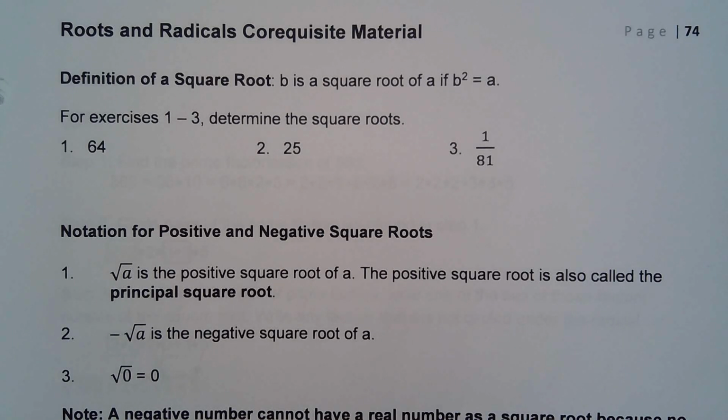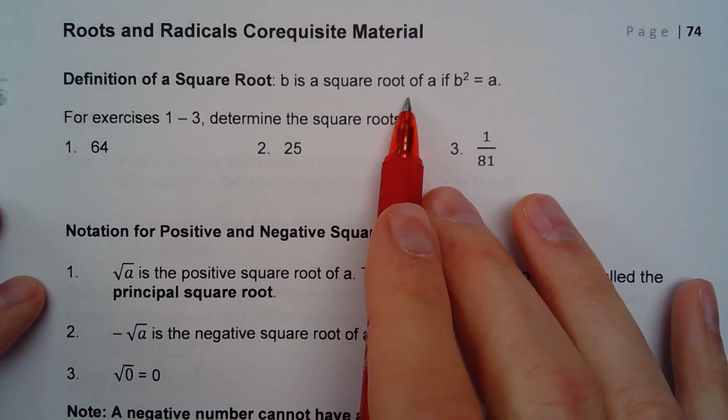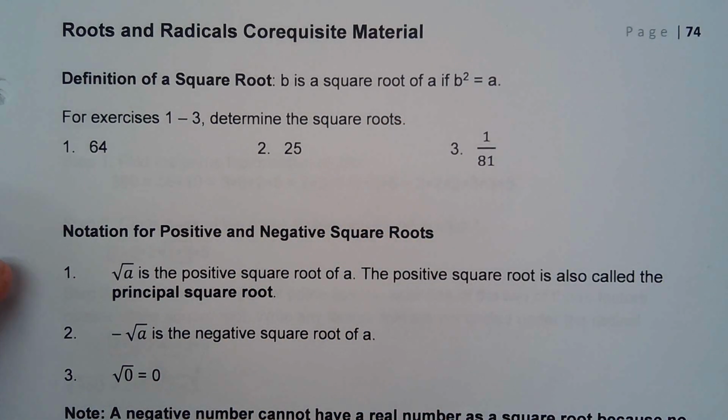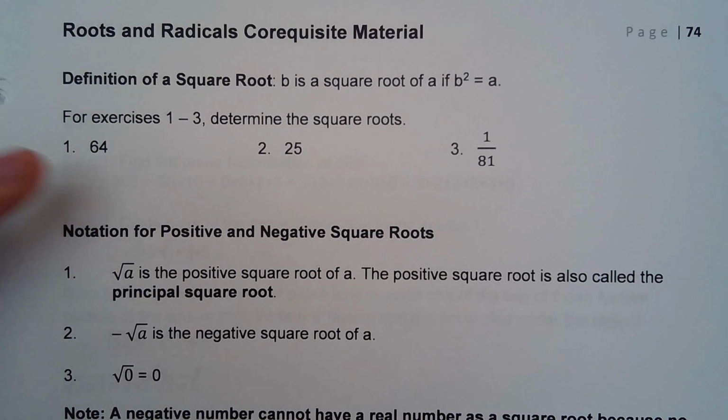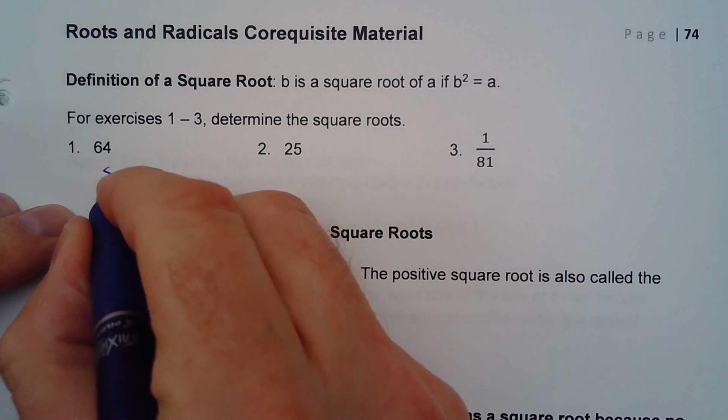So now we're going to take a few minutes and work on reviewing with roots and radicals. So definition of square root, b is the square root of a if b squared is equal to a. So here we ask us to determine what the square root of 64 is. Well, 8 squared would be 64, so my answer would be 8.